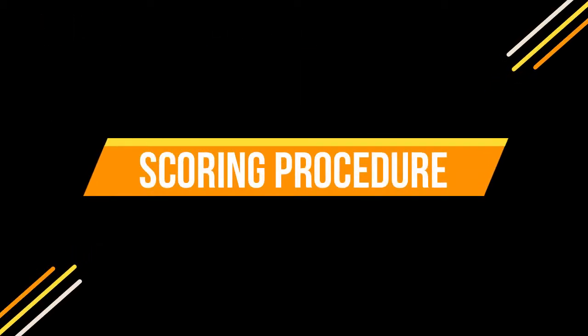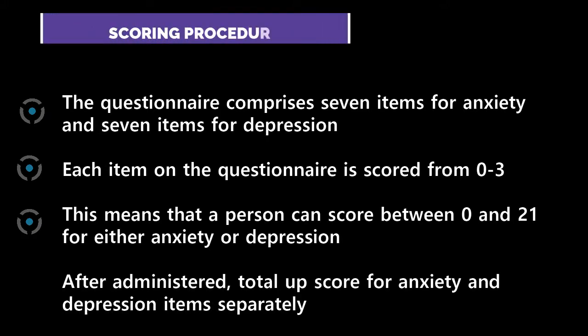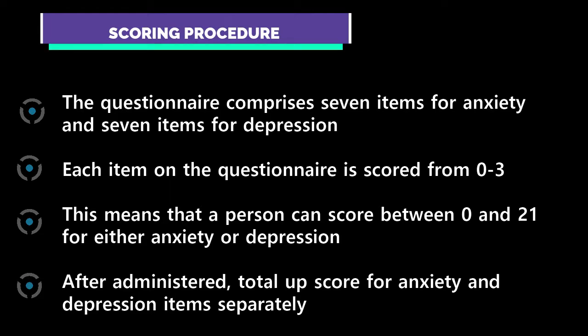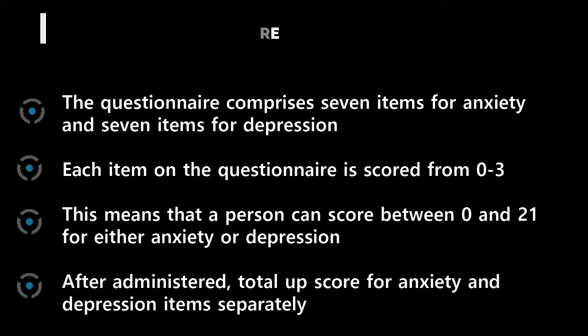Scoring procedure: the questionnaire comprises 7 items for anxiety and 7 items for depression. Each item on the questionnaire is scored from 0 to 3. This means that a person can score between 0 and 21 for either anxiety or depression. After it is administered, total up the score for anxiety and depression items separately.